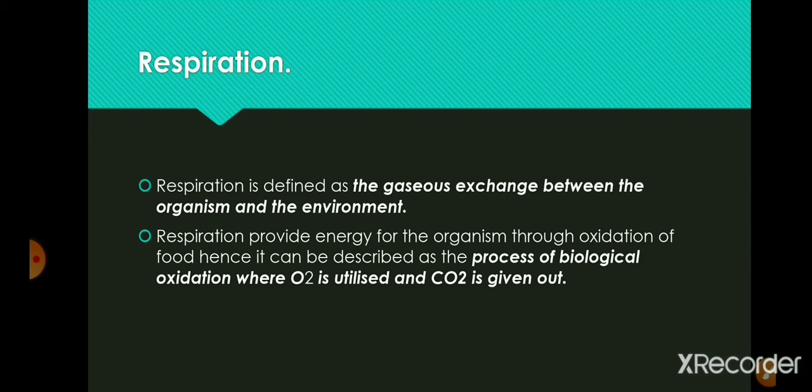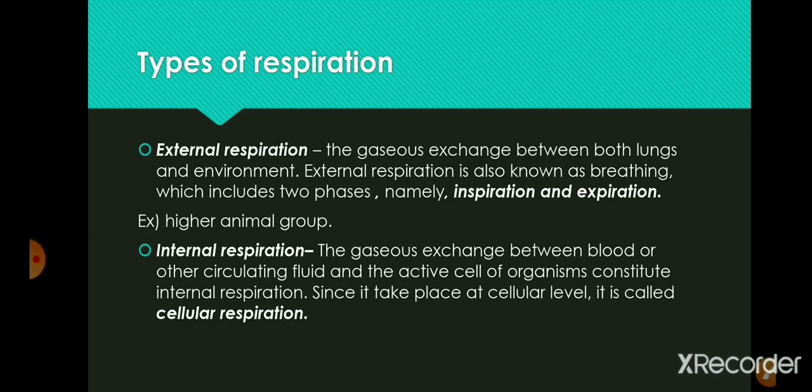This respiration can be differentiated into two main types: the first one is external respiration and the second one is internal respiration. First one is external respiration. External respiration is a type of respiration which is carried out by the lungs and their accessory structures. External respiration is also called breathing, which includes two phases, namely inspiration and expiration, that is inhalation and exhalation.